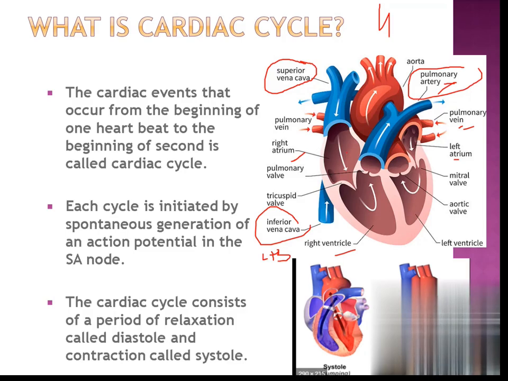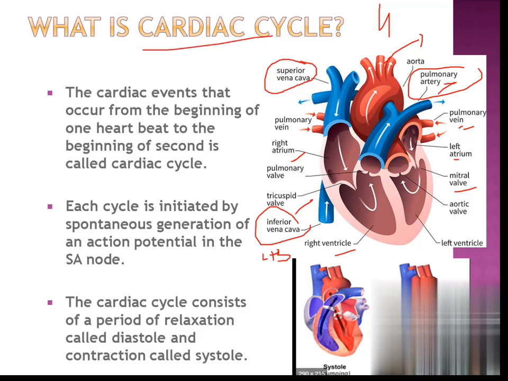Now, the aorta pumps the oxygenated blood from the heart to the rest of the body. Okay. Now, this was the overview. The connection between the right atrium and right ventricle is through the tricuspid valve, and the left atrium and left ventricle are connected through the mitral valve. Now, this was the overview of the structure of the mammalian heart.